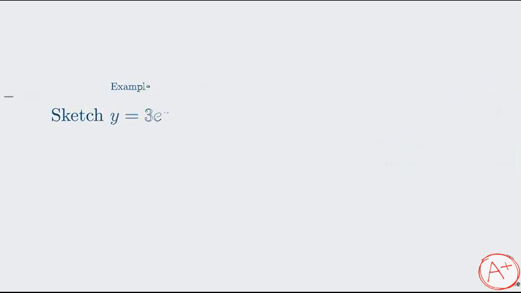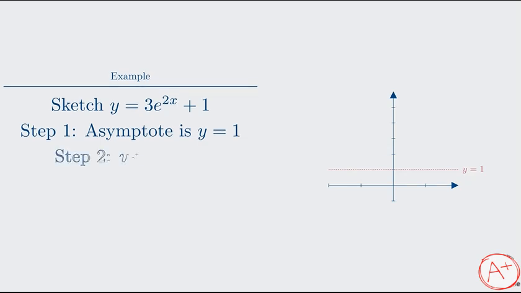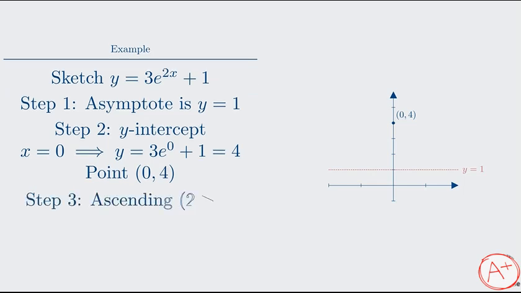Let's apply this. Suppose we need to sketch y equals 3e to the power of 2x plus 1. Step 1. Identify the asymptote. Here, the constant term is 1, so we draw a dashed horizontal line at y equals 1. Step 2. Find the y-intercept. Setting x to 0 gives us 3 times 1 plus 1, which is 4. Step 3. Since the coefficient of x is positive 2, the graph is ascending. We draw a smooth curve starting just above the line y equals 1 and rising through the point 0, 4.